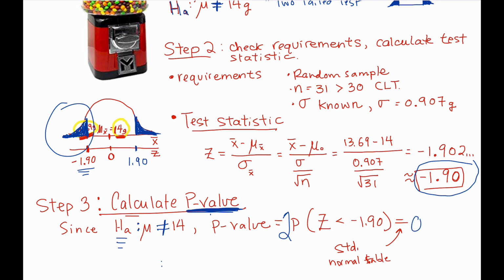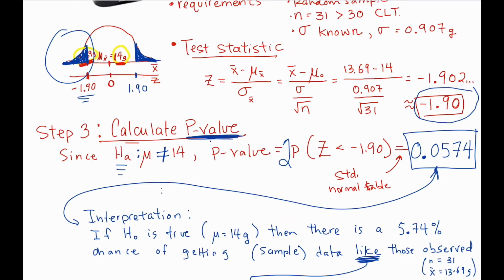So this area becomes 0.0574. So this is our new p-value. Let's take a moment to interpret the p-value in this case. And remember, in terms of the graph, the p-value is just the area in these two tails.